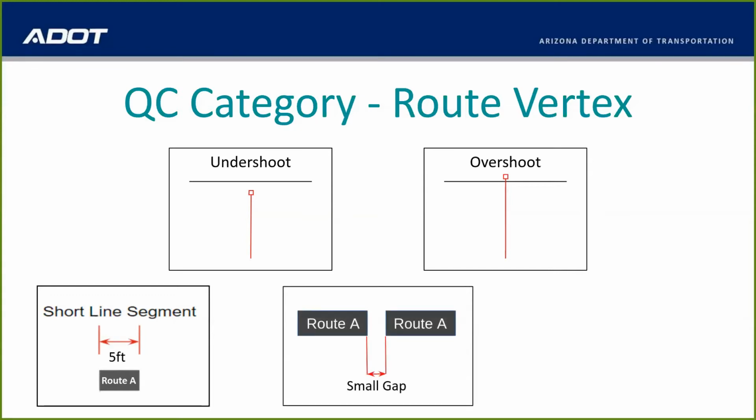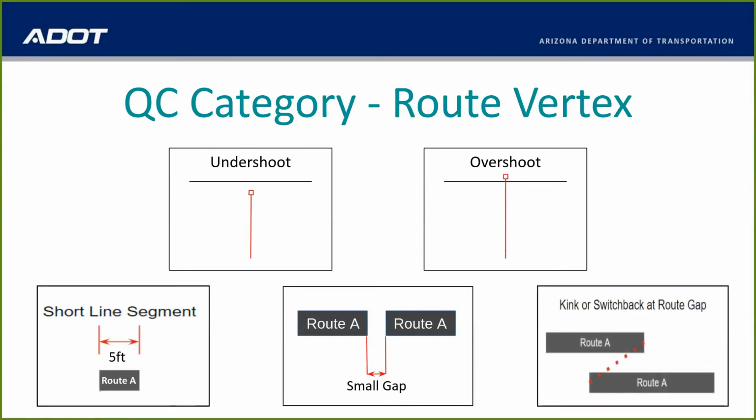Then we have a small gap. Yeah, how small you can define small. Then we also have a kink or switchback of route. Believe it or not, it happens every now and then. Even in today's ADA state route, we still find that. You have to zoom in real close to identify them. Then certainly we identify route without geometry.